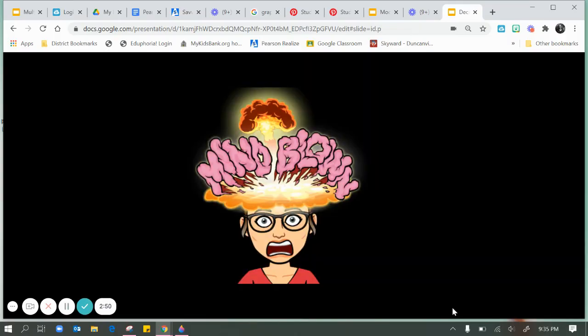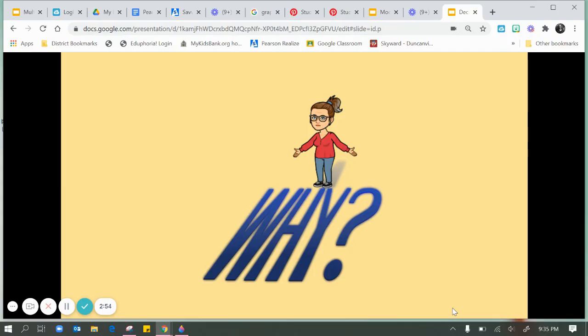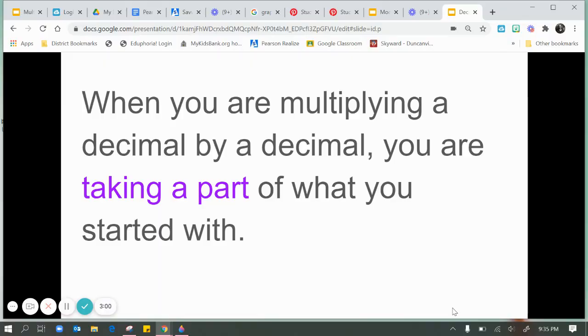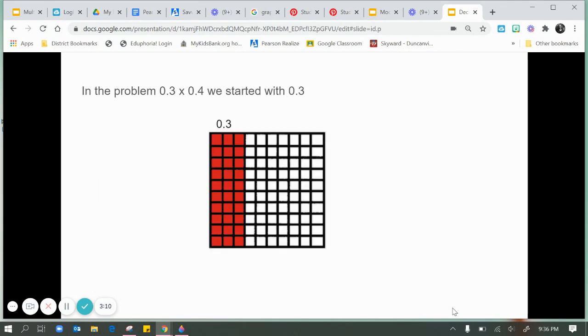Does that blow your mind? But why does this happen? We have always been taught that when we multiply, our answers get bigger. When you're multiplying a decimal by a decimal, you're taking a part of what you started with. Let's look at what that means.